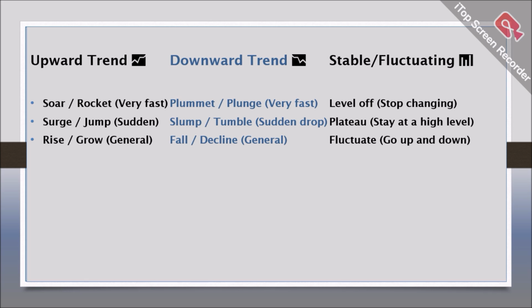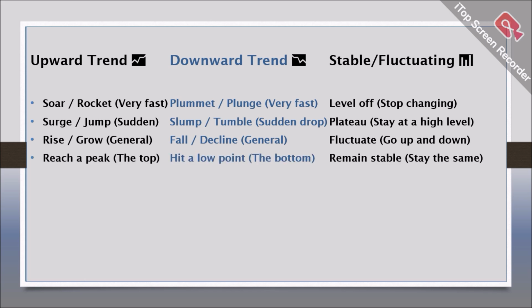Fluctuate, if there are lots of changes in our graph that we want to talk about. Now we could talk about fuel prices fluctuating, oil prices fluctuating, something that goes up and down quite often. When something reaches a peak, it gets to the top point, hits a low point. It's down at the bottom, the opposite of peak. Or remains stable, like a plateau or leveling off, remain stable. We could say prices have remained stable for the last 2 quarters.